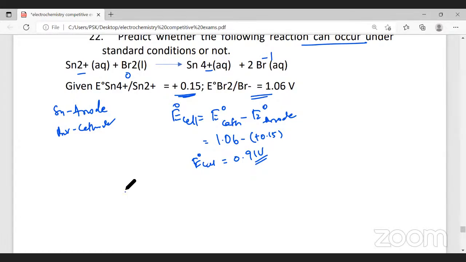No, reaction can occur. Sorry, reaction can occur. Why? Reaction can occur at standard conditions. Why?